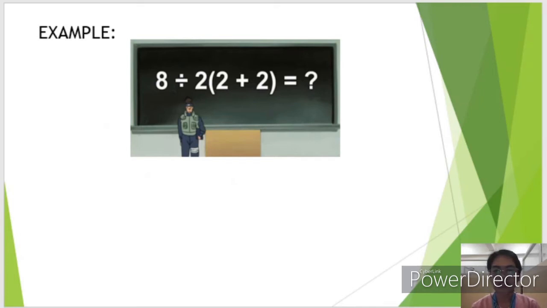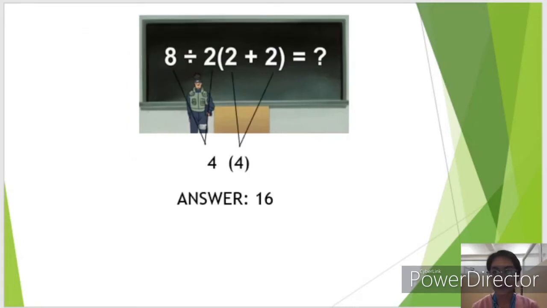So, 8 divided by 2 multiplied by 2 plus 2. So, based on the PEMDAS rule, I will give you 10 seconds to answer this problem. Okay? Let's start. Okay, time is up. So, tama kaya ang inyong mga naging sagot? So, let us see the answer. Okay, so the answer is 16. So, bakit po naging 16?